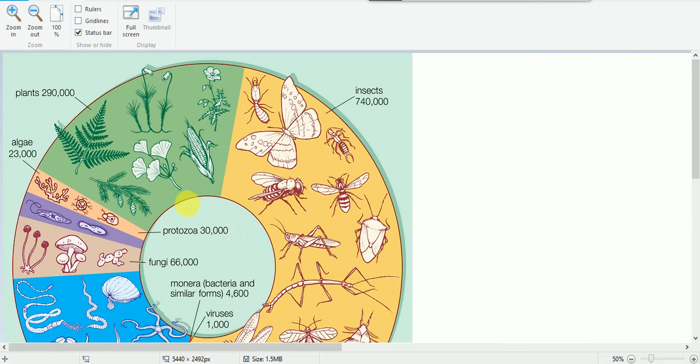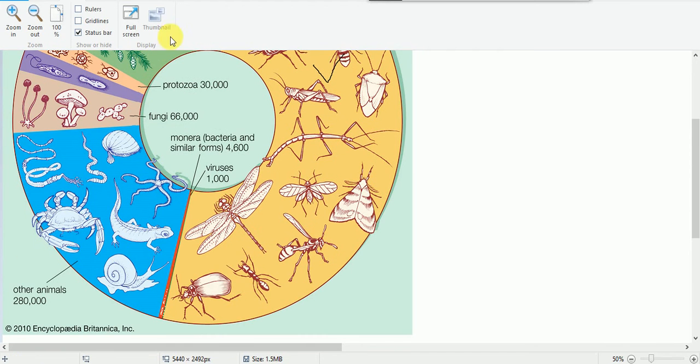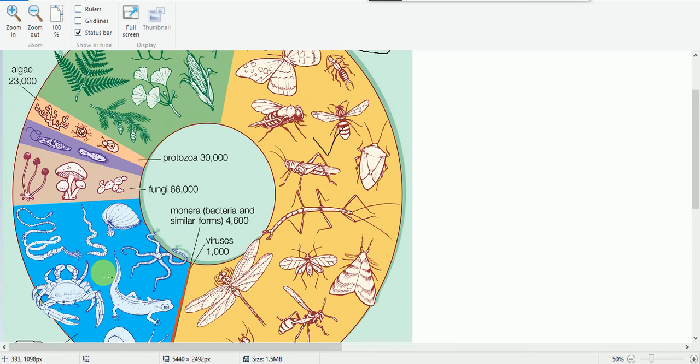See here, this diagram shows the living organisms in the biosphere. Within the biosphere, we have 290,000 known species of plants. Then we have 740,000 species of insects here in the biosphere, and we have 280,000 species of animals.